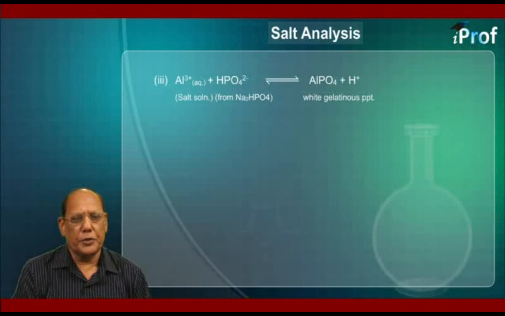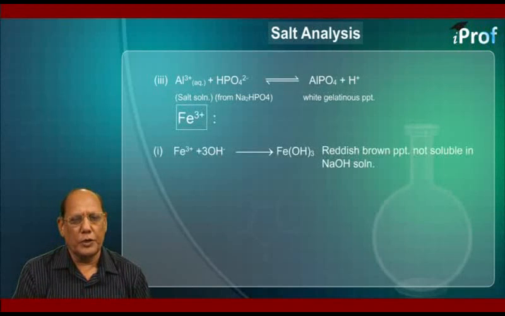Then reactions of ferric ions. Number 1, Fe3+ plus 3OH-, that will give you Fe(OH)3, a reddish brown precipitate which is not at all soluble in NaOH solution.